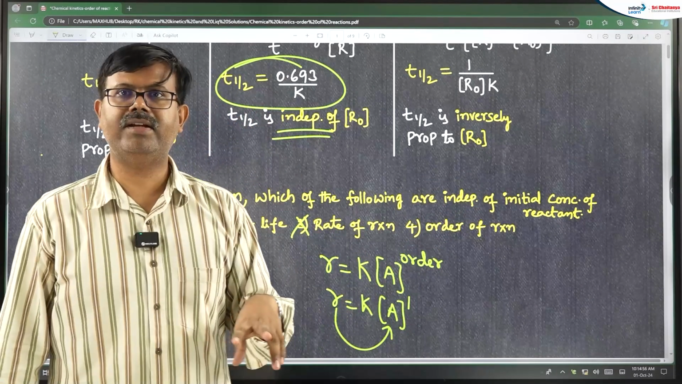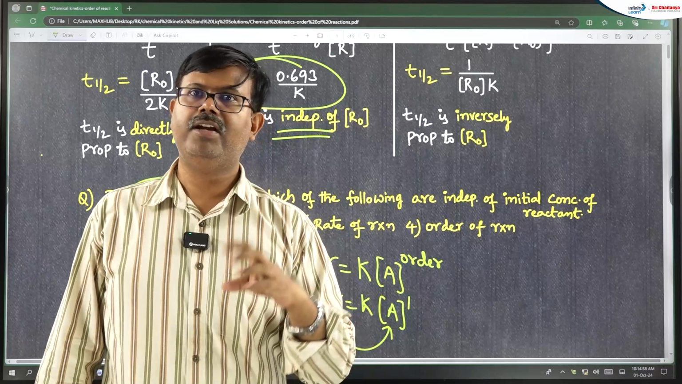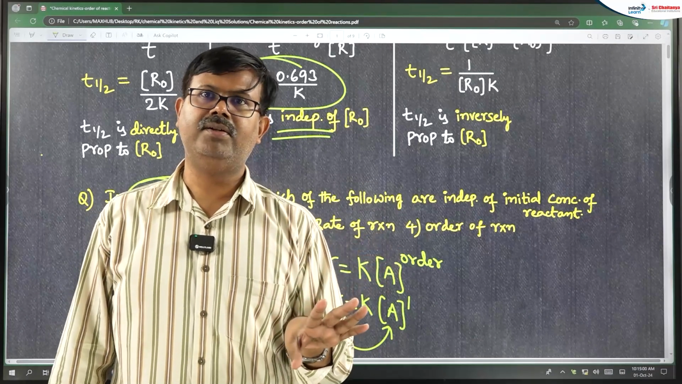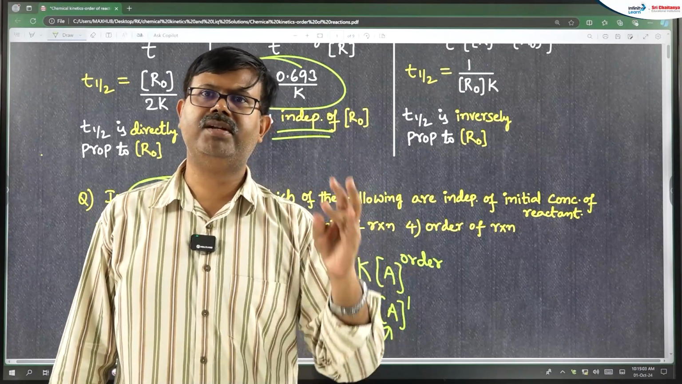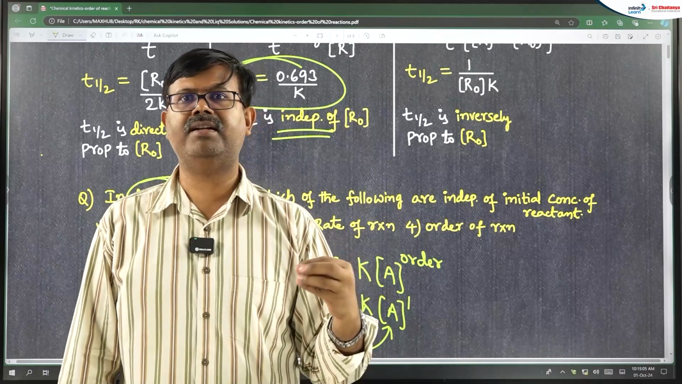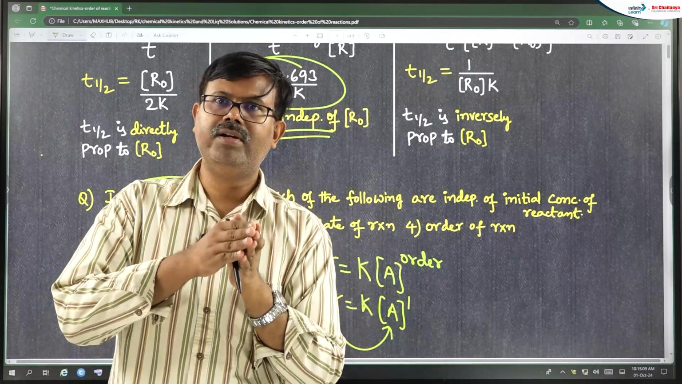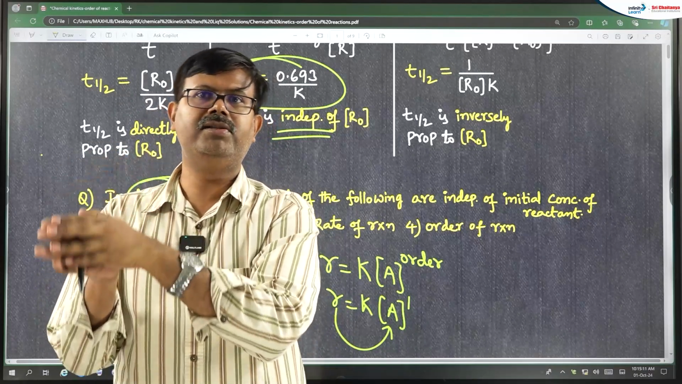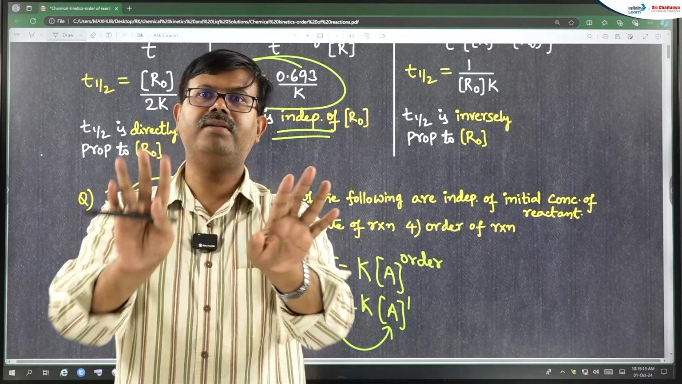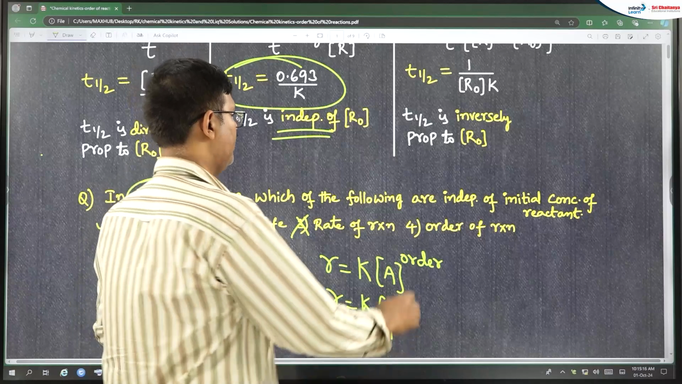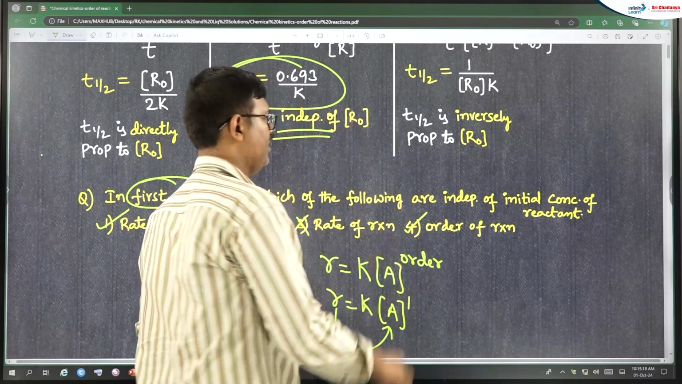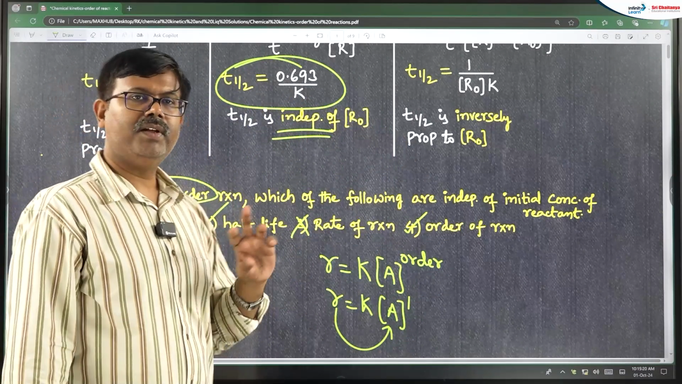Next, order of reaction. For a given reaction, order is fixed. It won't change for a given reaction. No matter whether you change the temperature or concentration of reactants, it does not affect the order. Order is fixed. When you go to a different reaction, order may change. For a given reaction, order is fixed. Therefore, it is also independent of initial concentration.